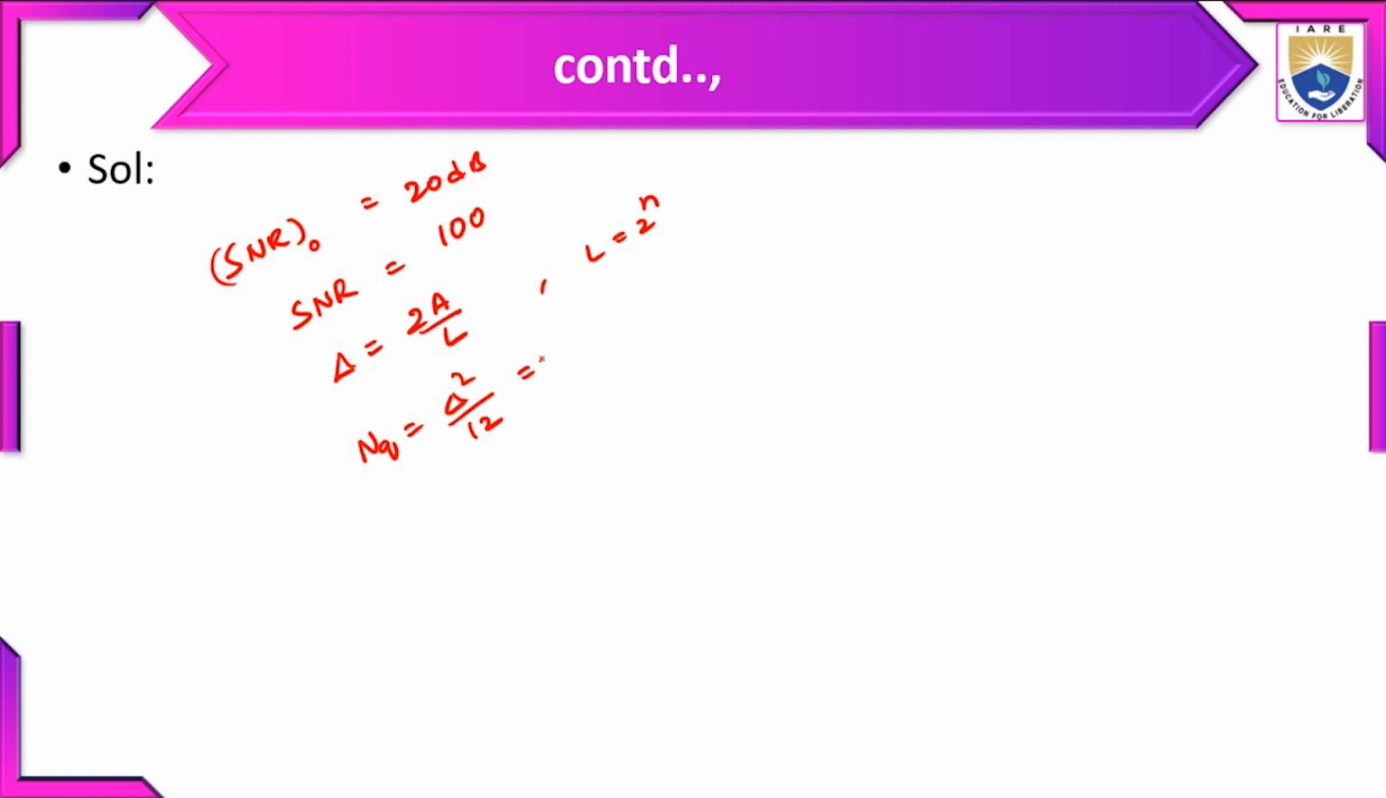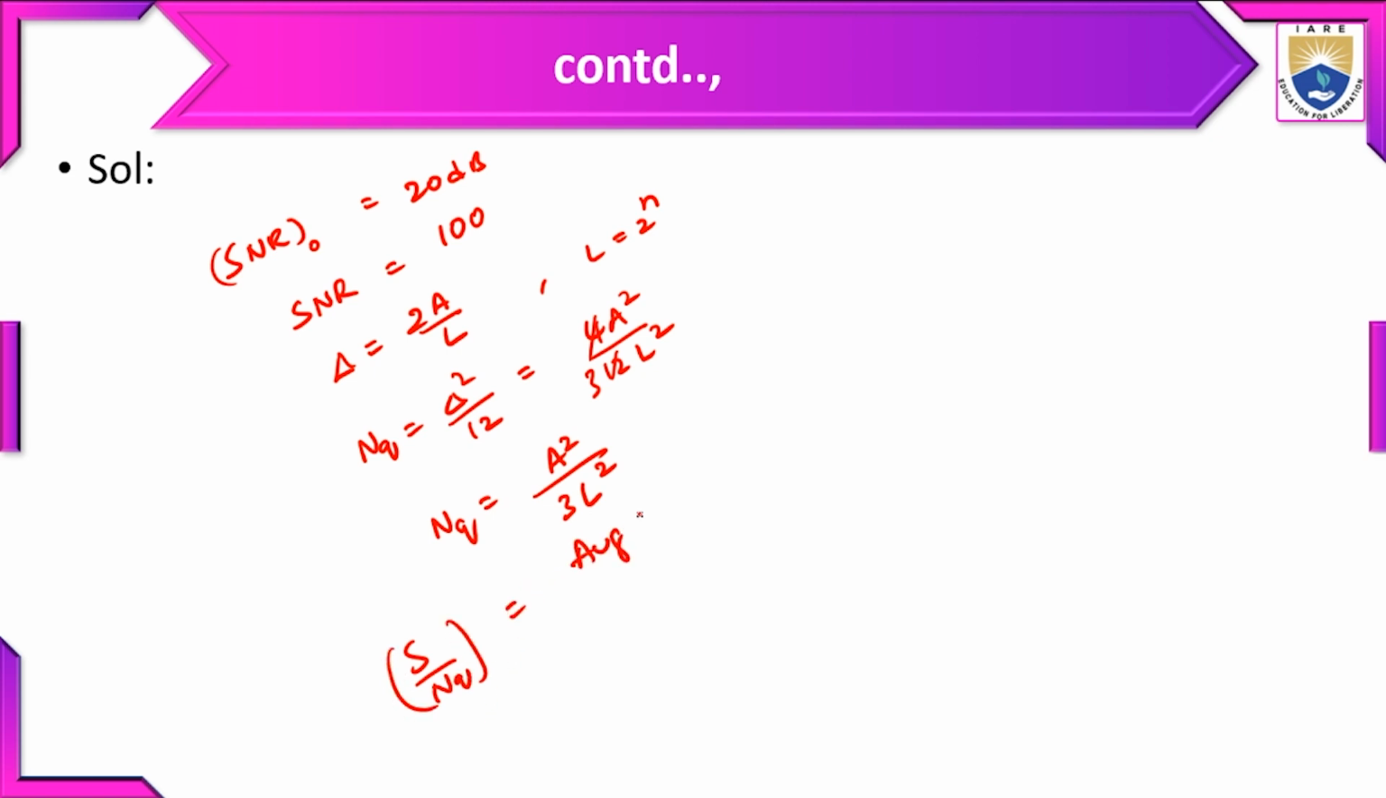So what is delta square here? Delta value is 2a by L. So delta square is 4 a square by 12 L square. So here 4 and 12, 3 times go to cancel. Then my quantization noise is equal to a square by 3 L square. But what is signal to quantization noise ratio?